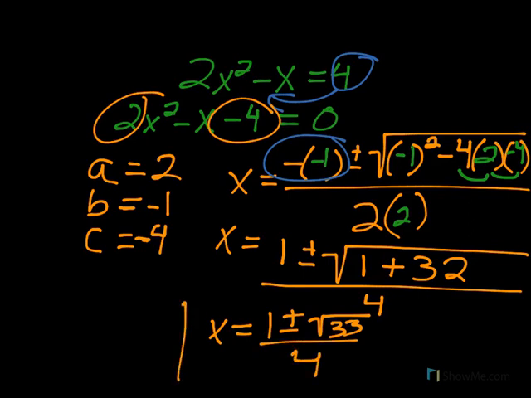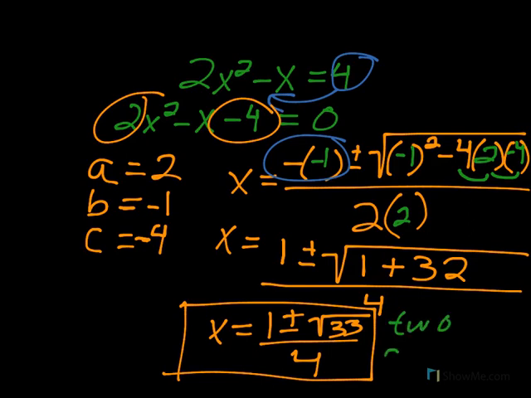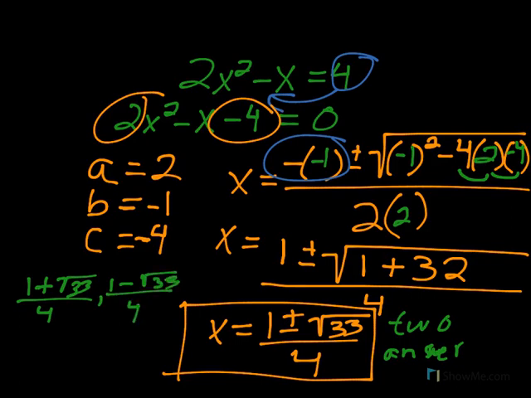That's it. These are my two answers. I hope that you see that there are two answers over here. One when the square root of 33 is positive, and the other one when the square root of 33 is negative. So you have 1 plus the square root of 33, all divided by 4, and 1 minus the square root of 33, all divided by 4. But we don't write them like this. We usually write them in one solution, because we know it's plus minus.